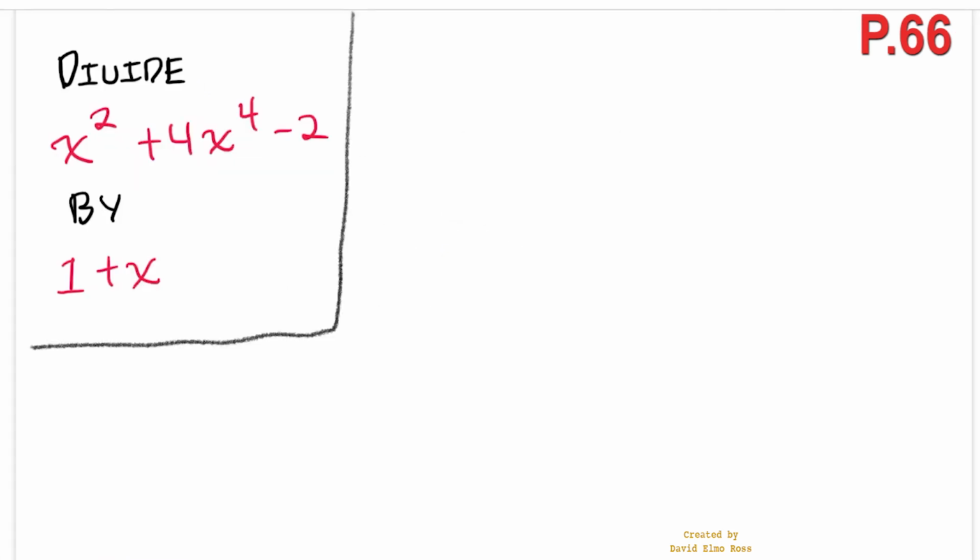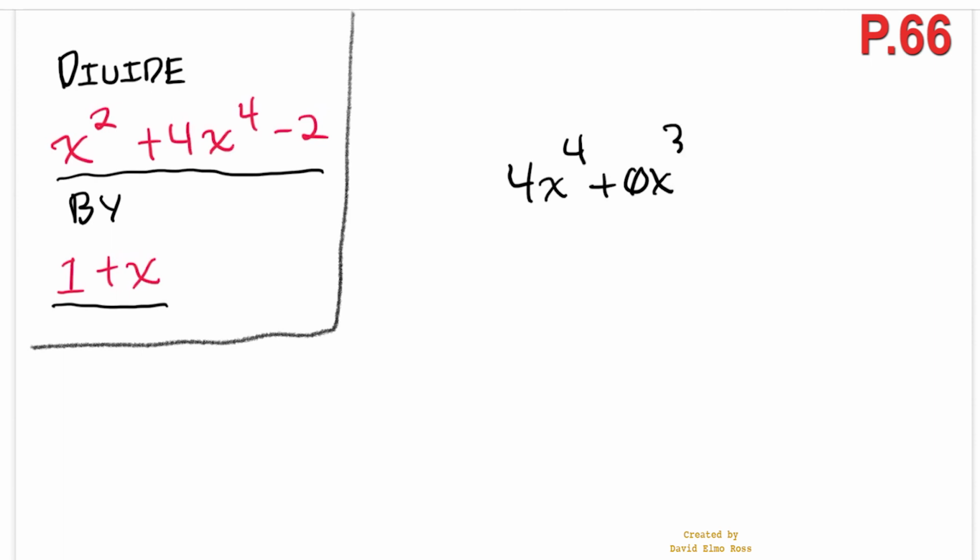Now suppose we're asked to divide x squared plus 4x minus 2 by 1 plus x. First thing we have to do is take that first term and write it with the highest exponent to the left. So we're going to write 4x to the fourth. Now we also have to fill in terms that aren't there, such as x cubed. There are 0 x cubes. But there is an x squared.